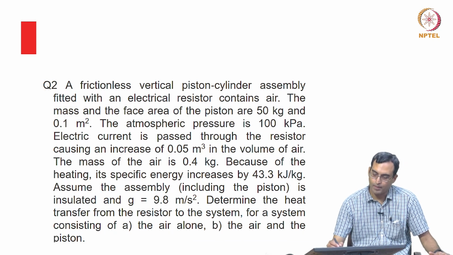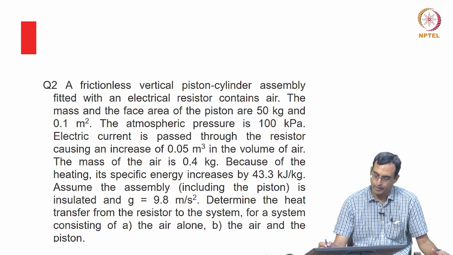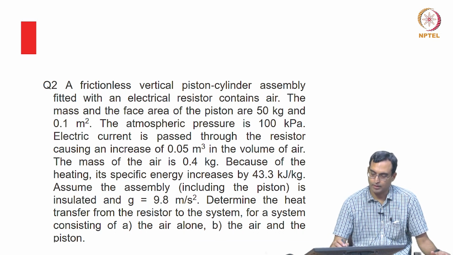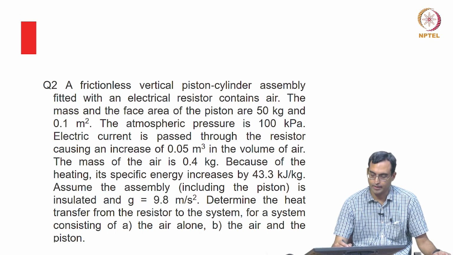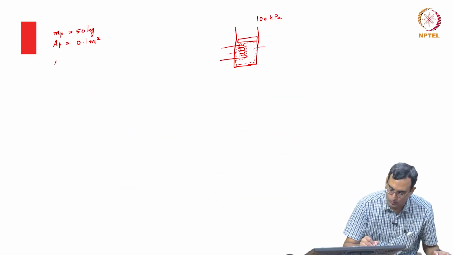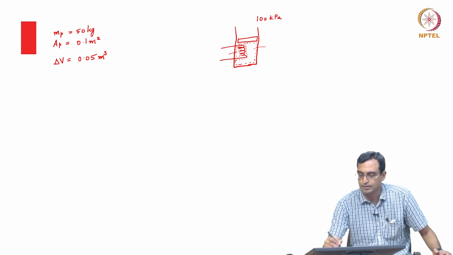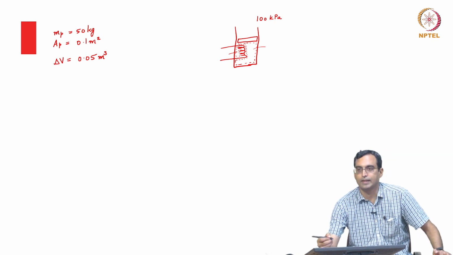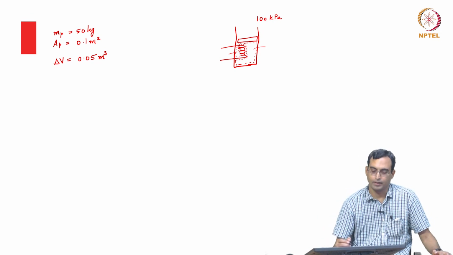Electrical current is passed through the resistor, causing an increase of 0.05 meter cube in the volume of air. So, what we see is that the volume increases and the change in volume, delta V, is 0.05 meter cube. As we heat this, the pressure here would tend to increase because we are heating the air. Because of it, it tries to push away the piston and the volume increases.